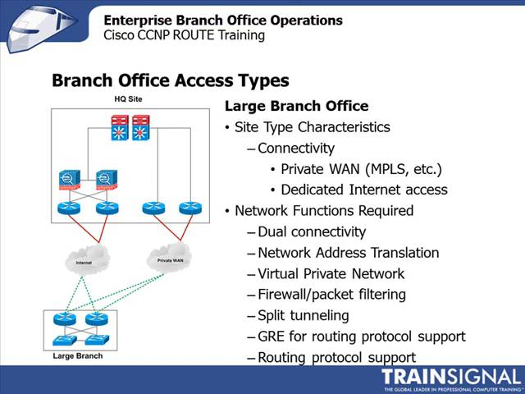VPNs, NAT, firewall. In some cases, instead of there being a separate internet circuit, it could be that there'll just be multiple private WAN circuits, and internet may be served out of the central location, but frequently there is internet access at the individual locations. Split tunneling, GRE, and again, routing protocol support for the multiple connectivity options back to the headquarters.